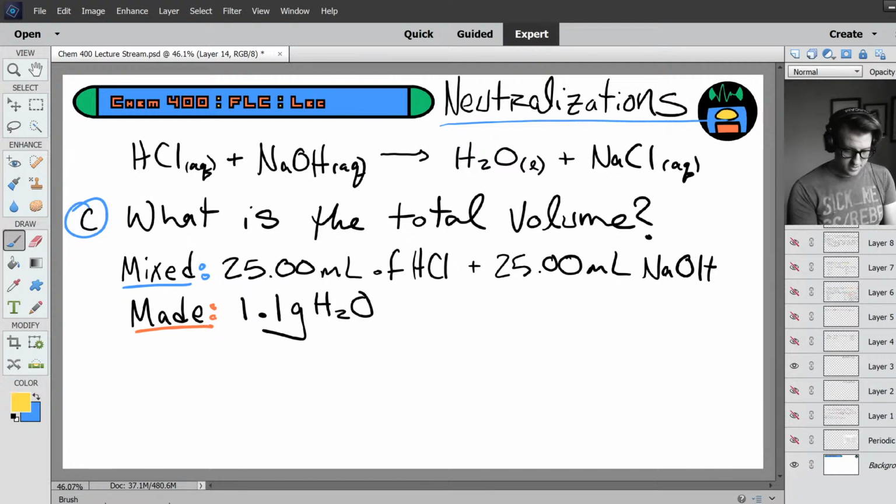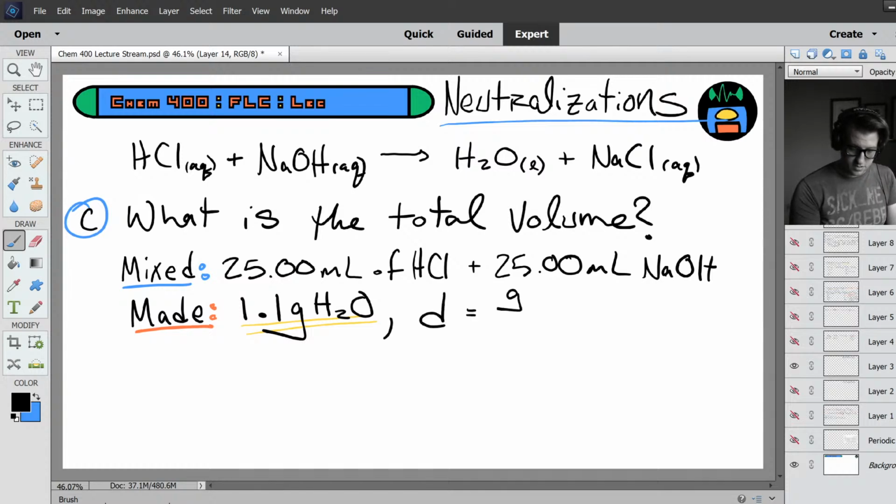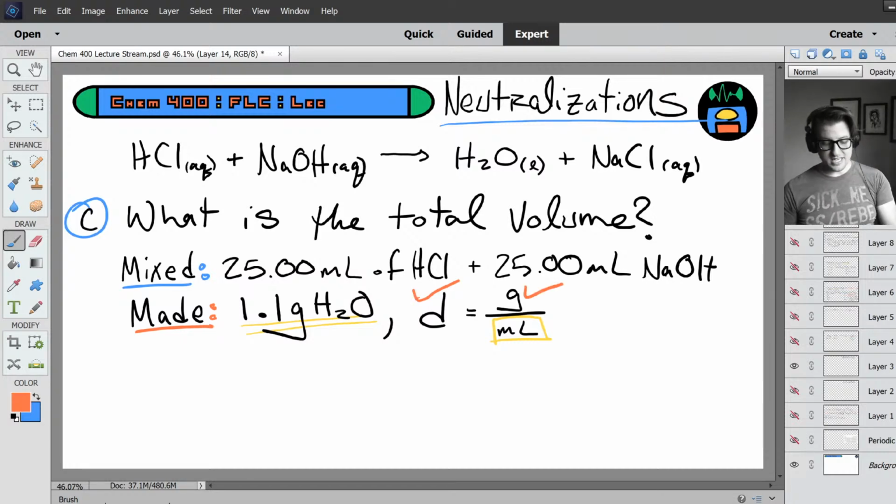And this is why we were given the density. Our total volume is going to be the HCl together with the sodium hydroxide plus the amount of water we made. We know the mass in grams, the theoretical yield, but we need to use the density of water, which is equal to grams over milliliter, to find our volume. We've been given the density and we know the mass that we made, so we need to solve for the volume. All right? So we've got a little bit of math to do.